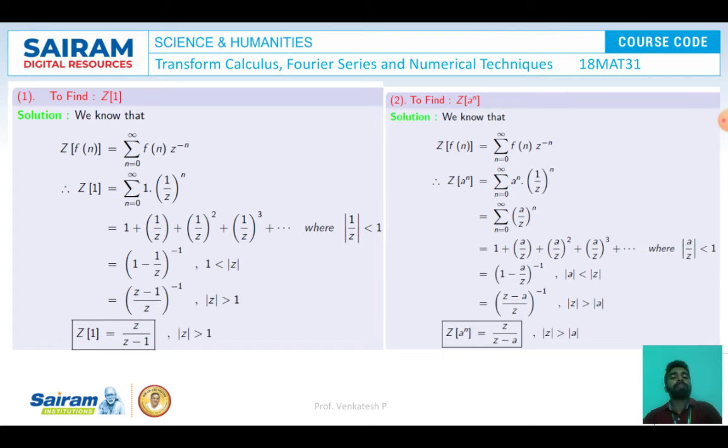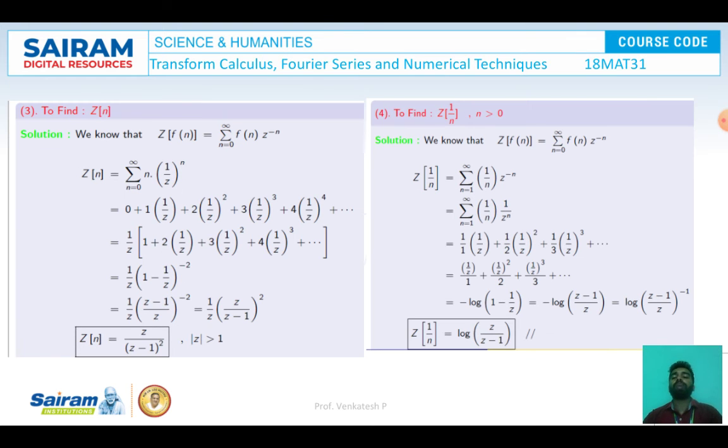By expanding this summation when n is equal to 0, 1, 2, 3 and so on till infinity, we got 1 plus (a by z) whole square plus (a by z) whole cube and so on. So expanding this further, it will be equal to (1 minus a by z) whole power minus 1. By taking LCM, we got ((z minus a) by z) whole power minus 1 with the condition mod z is greater than a. So therefore z transform of a power n will be z by (z minus a) with the condition mod z is greater than mod a.